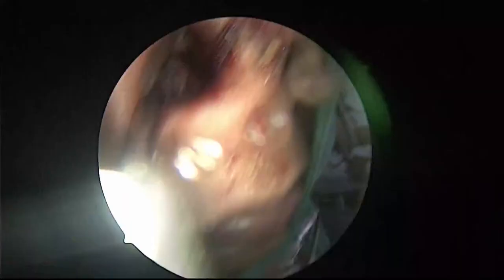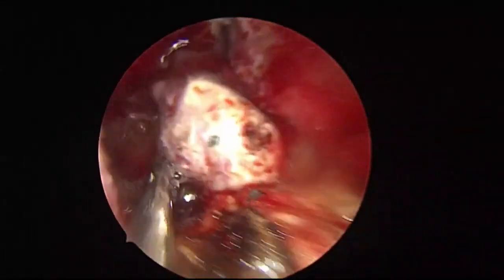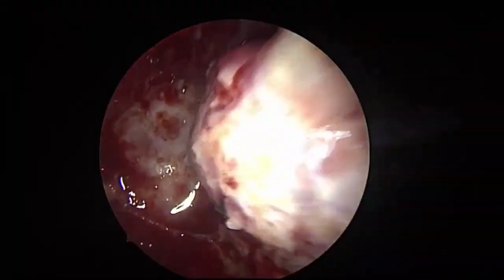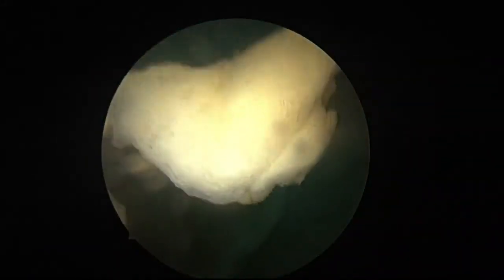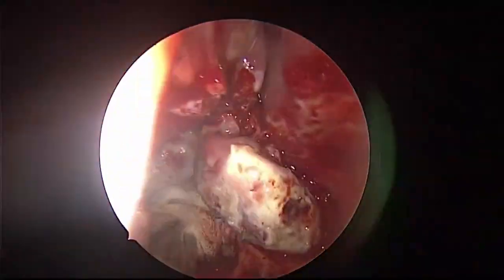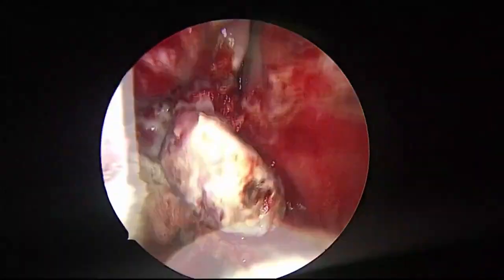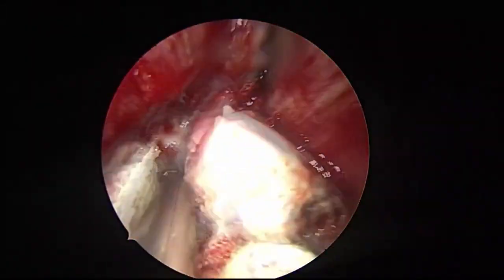The more and more monopolar is wash. See this, our axis. What we have done so far is the anterior and anterolateral axis. Okay?